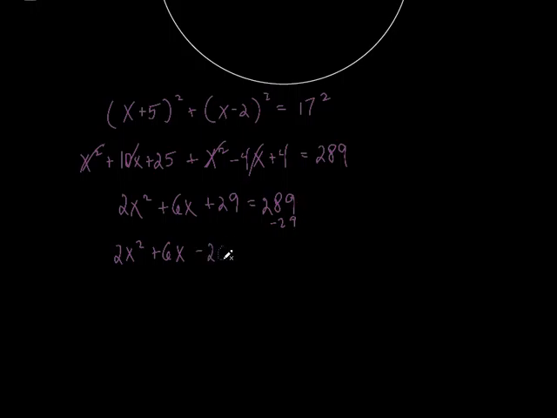It would be minus 260, and that would equal 0. With a quadratic, we always want to set it equal to 0. Now, we could solve for it just like this. You could try to factor it the way it is. You could use completing the square. There's all kinds of options.